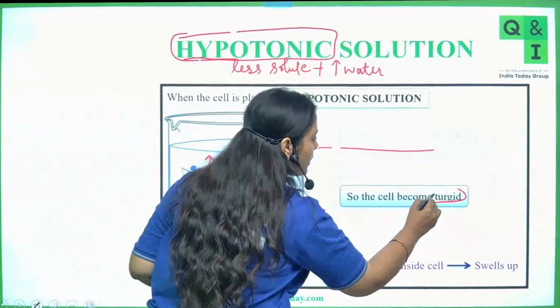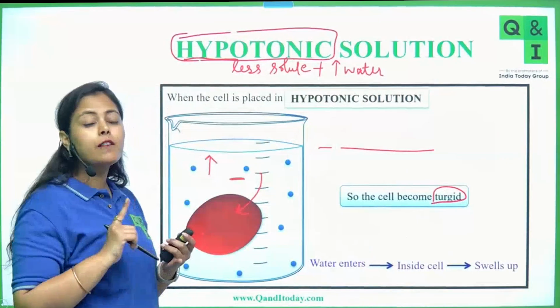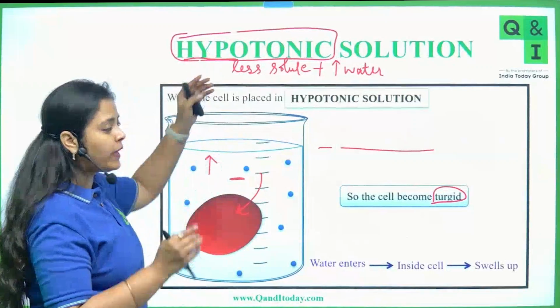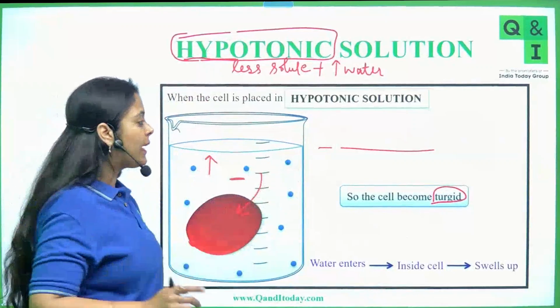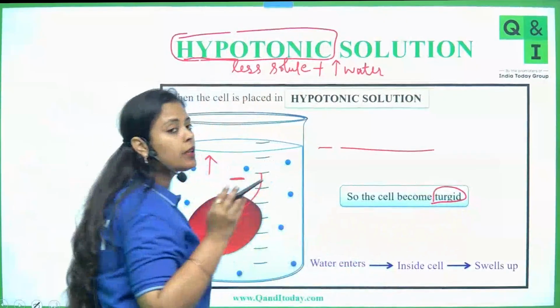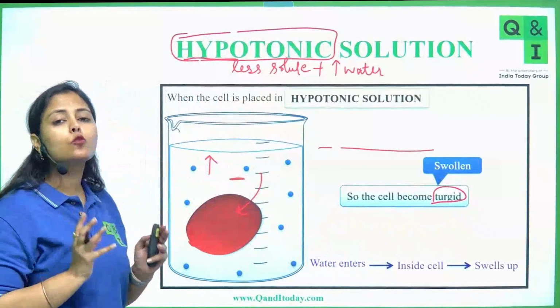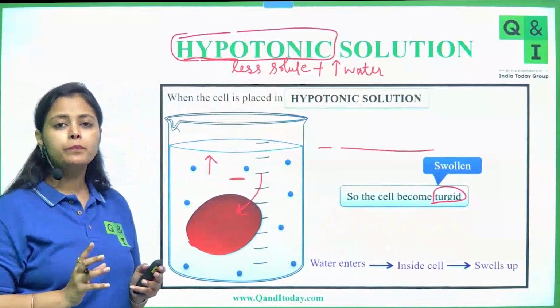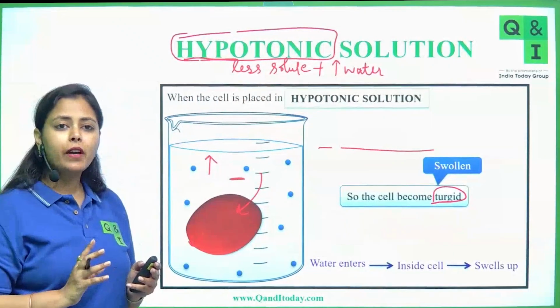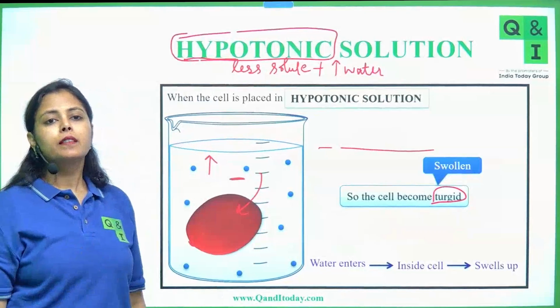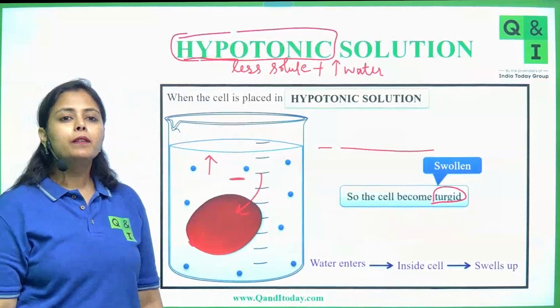Please remember this term. Again here, in isotonic, the cell remains flaccid, whereas in hypotonic, the cell swells up. That means the cell will become turgid, and turgid means swollen. Got it? Clear, everyone? Understood? Quickly show me a thumbs up.